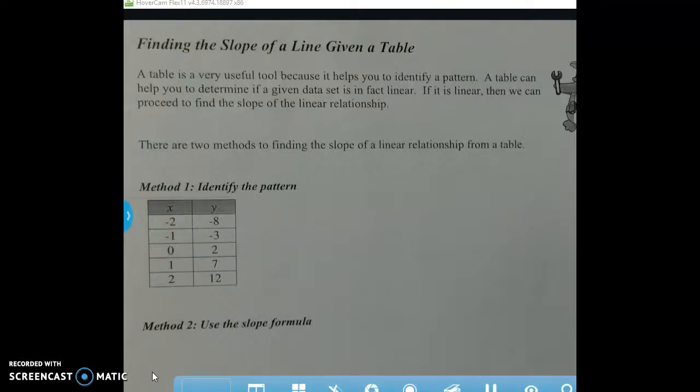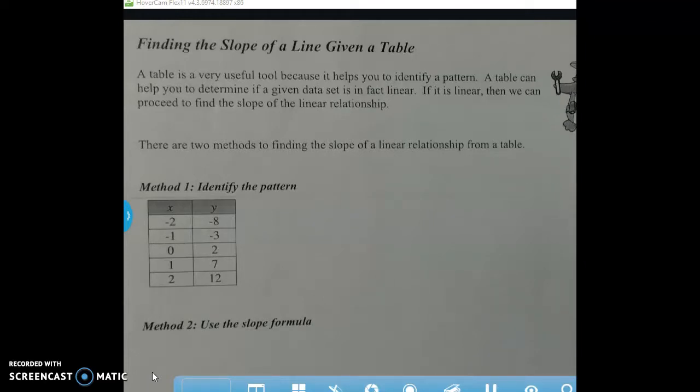In this video, we're going to continue our discussion regarding slope, and today's focus is slope from the table. So tables are really useful to us. They organize our information, and our focus today is to determine the pattern of our data.